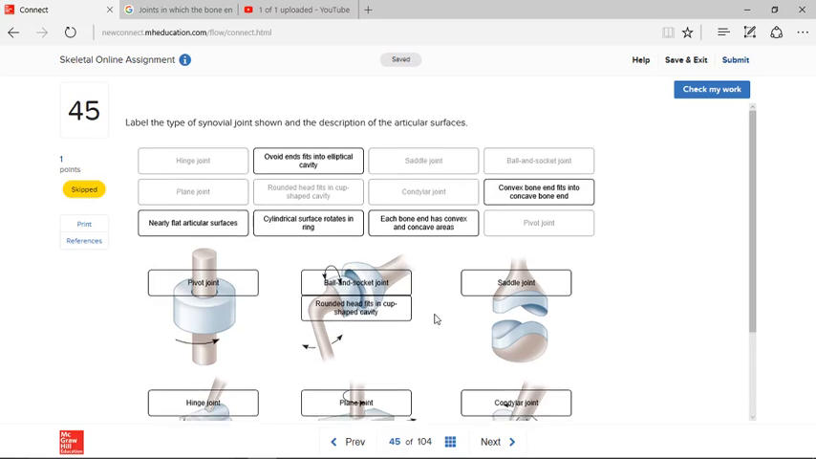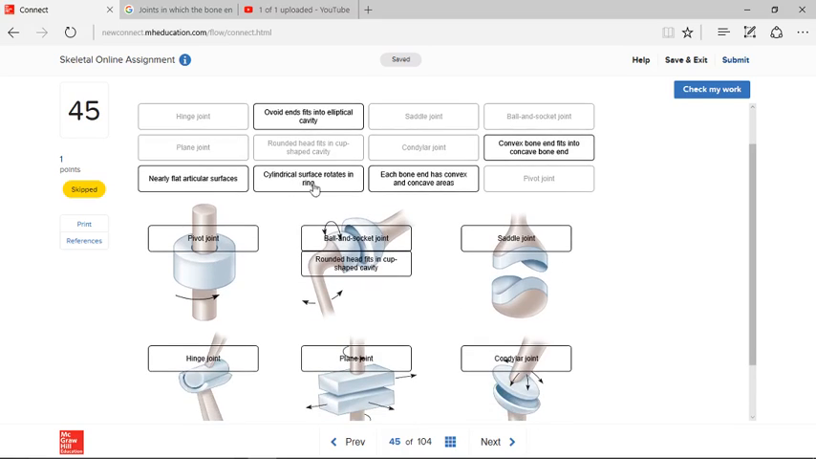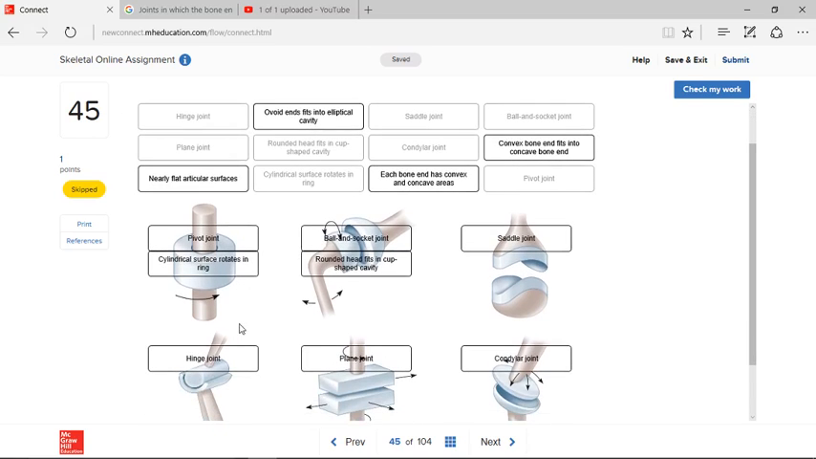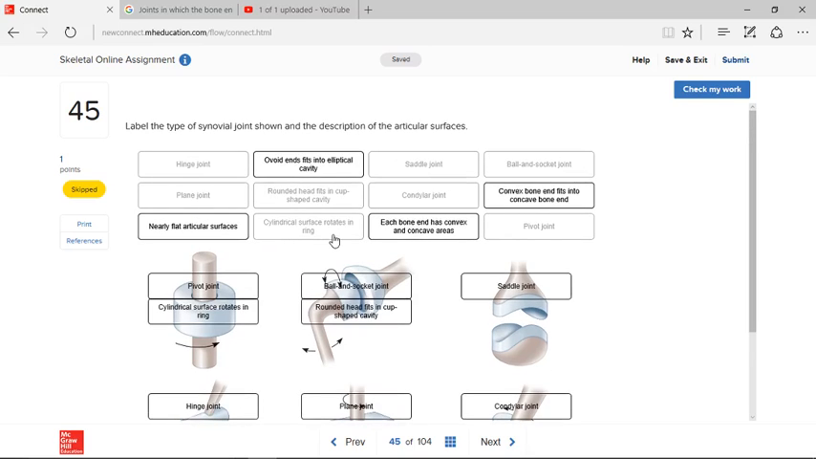Very easy right there. So, cylinder surface rotates in a ring. That's going to be a pivot joint, I guarantee you, because that is what it looks like. The cylinder surface of the bone rotates within a ring. A hinge joint. Let's just quickly read that. A hinge joint, the convex surface of one bone fits into the concave surface of another, as in the elbow and the joints between the phalanges. Such a joint resembles the hinge of a door in that it permits movement in one plane only. So the hinge joint is just like the elbow, right? It just sits right in there and keeps it going.